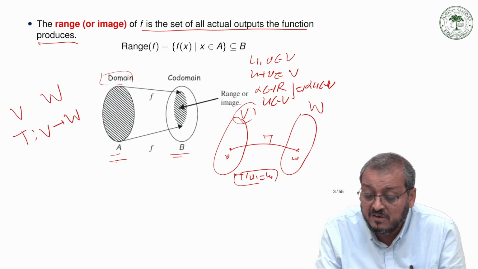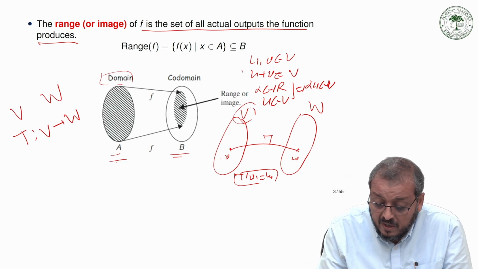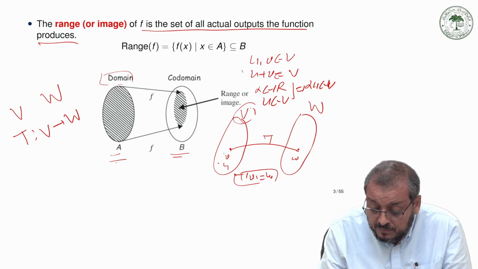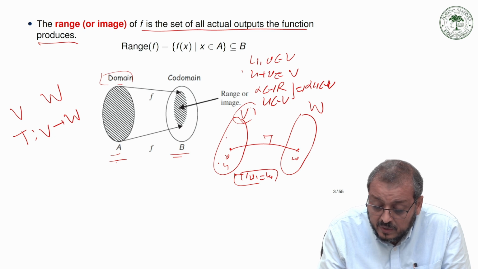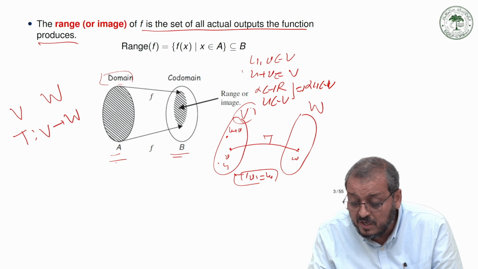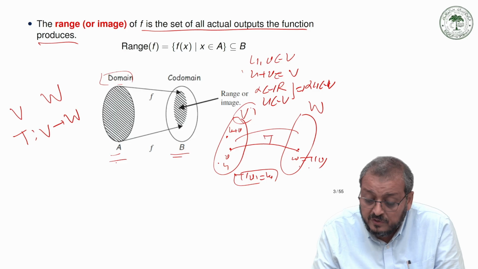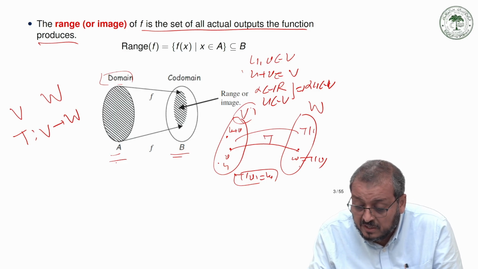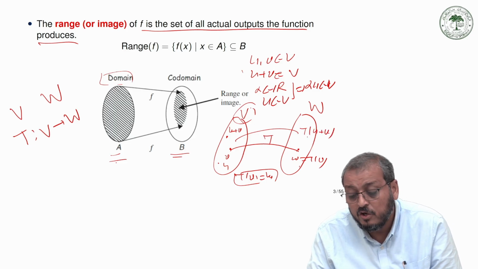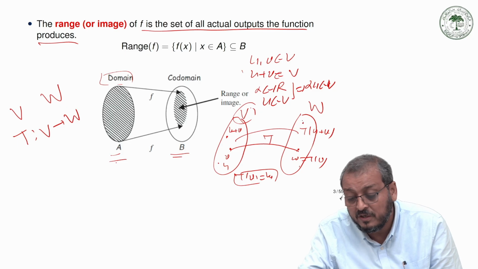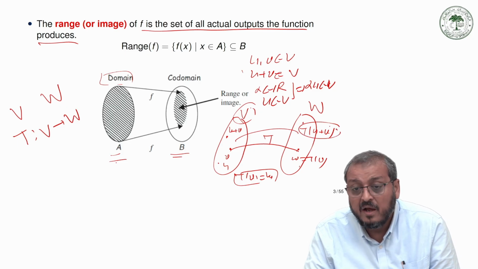That means this preserves the additivity. Suppose we have u and v, and the sum of these two vectors is u plus v. So we can find the image of it under T. This is T of u plus v, which is also an image in the vector space W. That is called preserving the additivity.